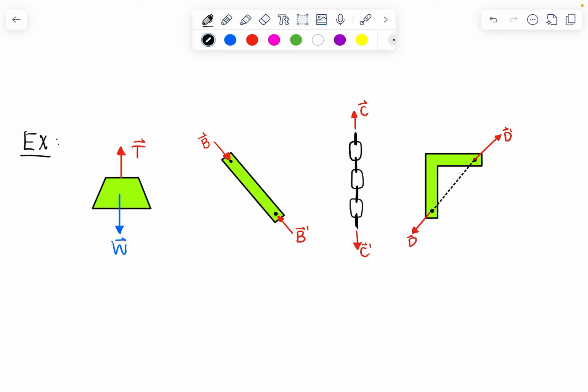Now, you'll notice that, for example, these two forces are pointing towards each other, and that means that the object is in compression, right? We're compressing the material between those two vectors, B and B prime. And then for the chain, the two vectors are pointing away from each other, so this chain is in tension. Right? We're pulling it, we're applying a tensile load.